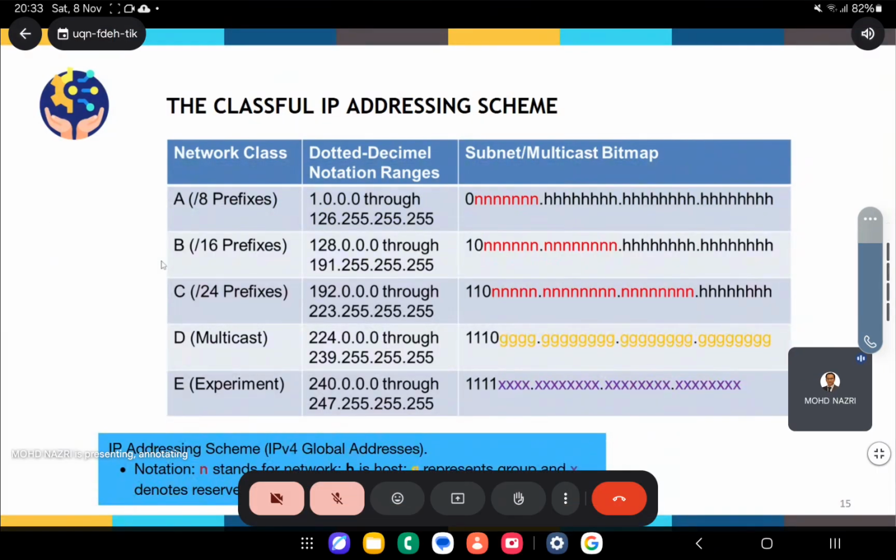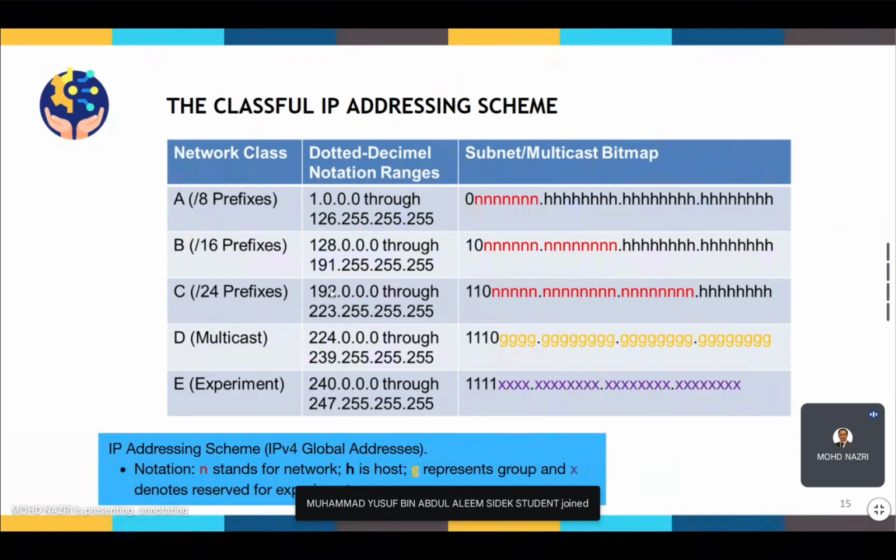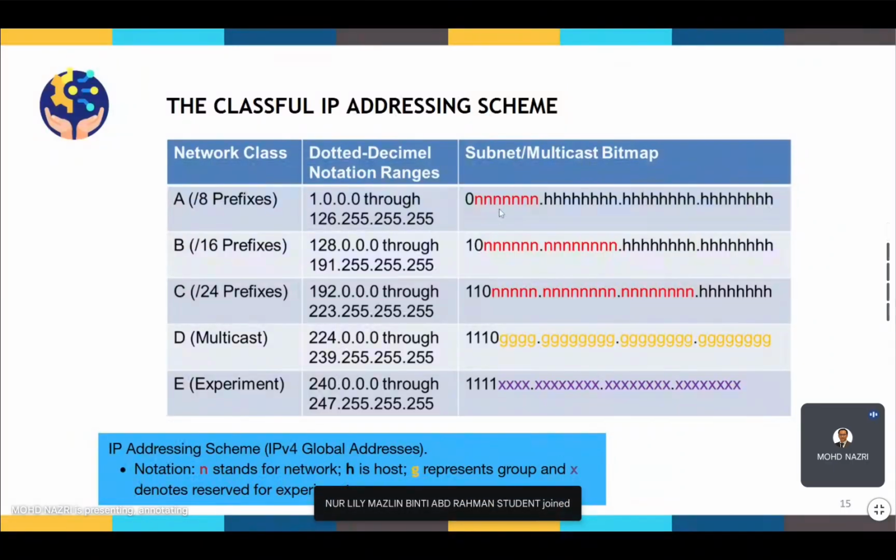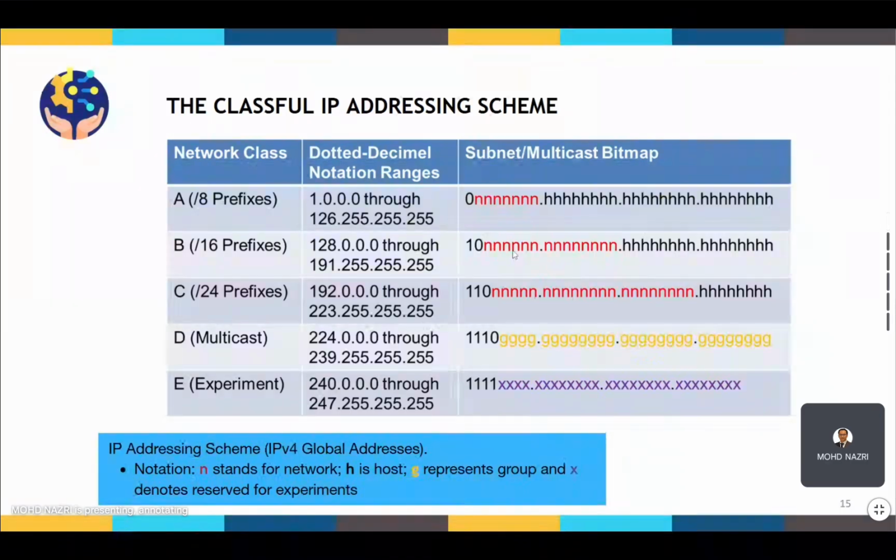H stands for host. For class B, it is a 16 prefix. It starts from 128.0.0 through 191.255.255.255 in decimal notation ranges. And for the binary bit map, it starts from 10 n dot n h and so on for this one.